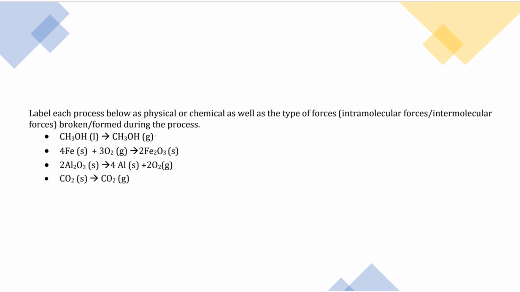So label each process below as physical or chemical, as well as the type of forces that are broken or formed during the process. So look at these and we'll go over those in a little bit. So for the first one, we have CH3OH liquid, and then it becomes a gas. So this is a physical change, and the types of forces that are broken are intermolecular forces.